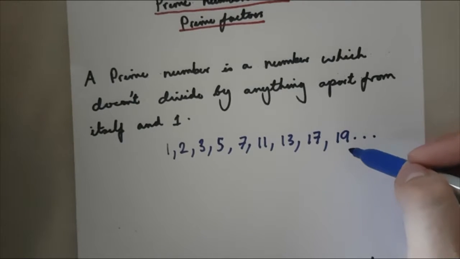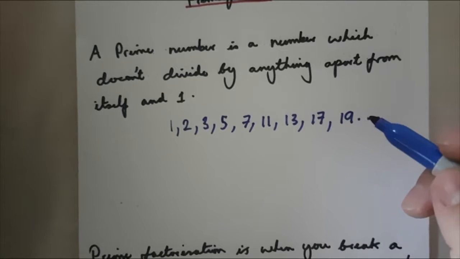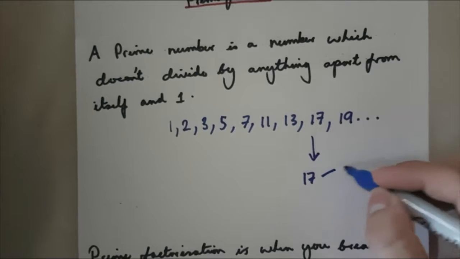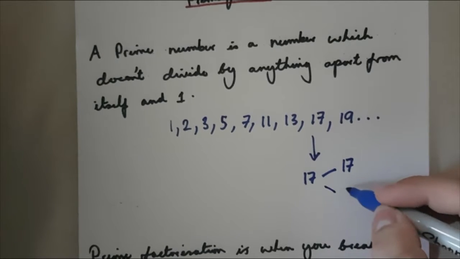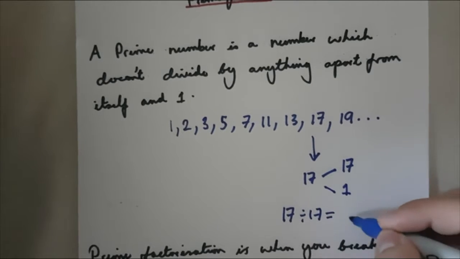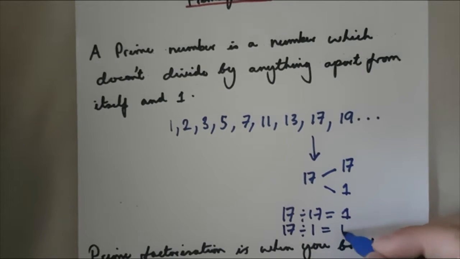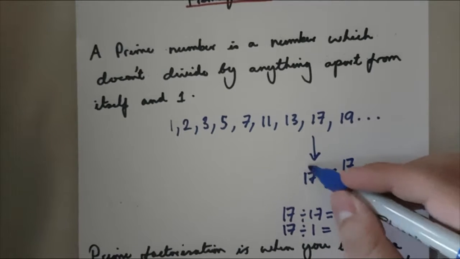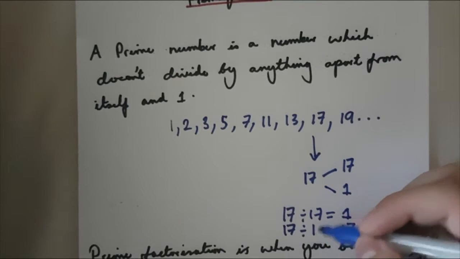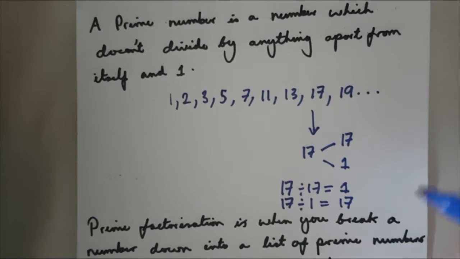All of these numbers can't be divided by any number but themselves. So if we take 17, for example, 17 can only be divided by 17 and 1. 17 divided by 17 is 1, and 17 divided by 1 is 17. So 17 can only be divided by 17 itself, the number itself, or 1. That's true for all of these numbers. That's what a prime number is.